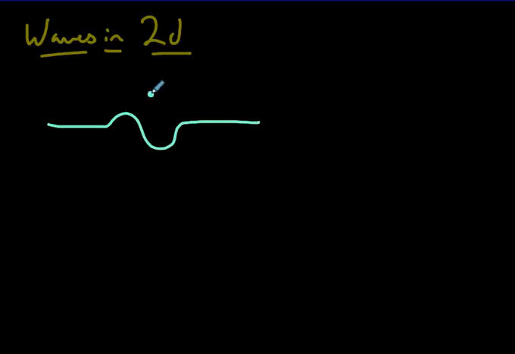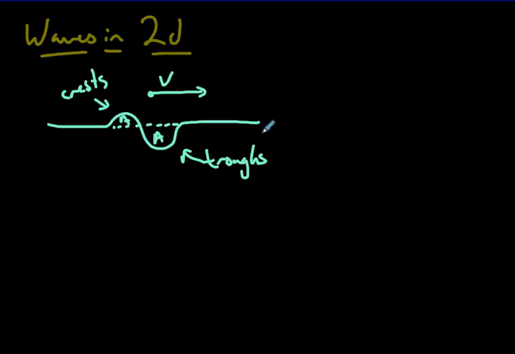Let's learn about waves in 2 dimensions. A lot of the same ideas that applied for waves in 1 dimension, like waves in a string and so on, also apply to waves in 2 dimensions. So we're still going to have things like crests, troughs, amplitude, velocity of the wave, and a direction of travel.